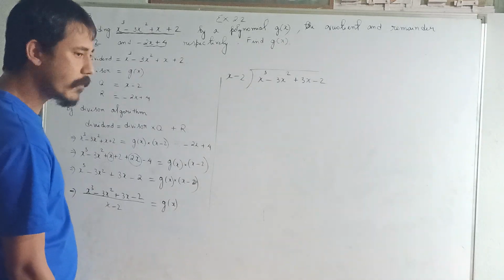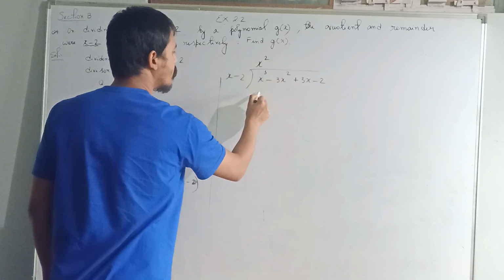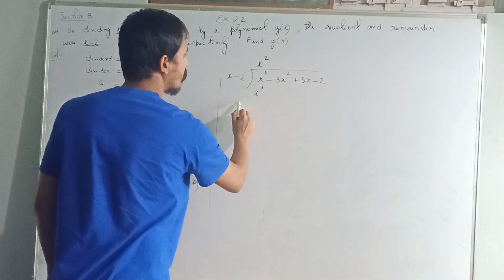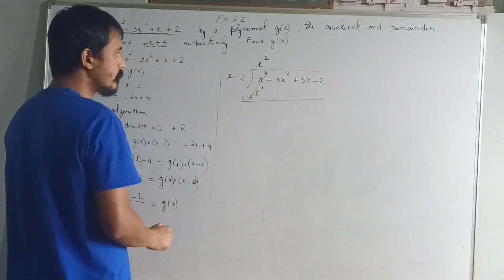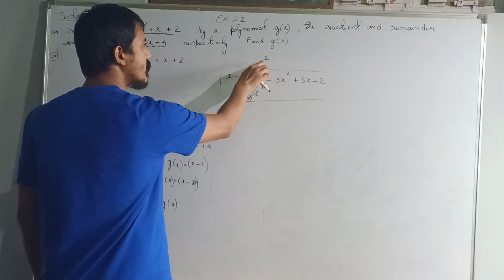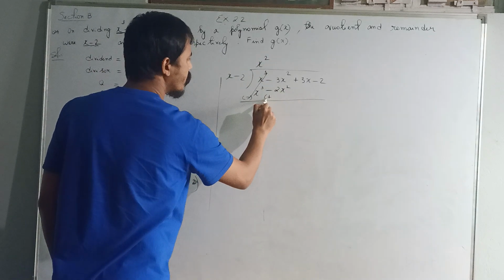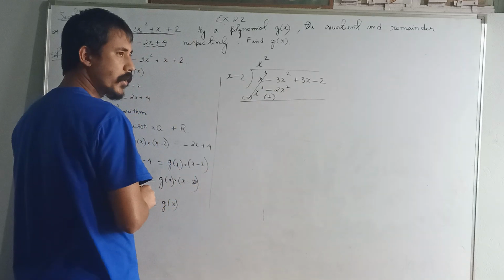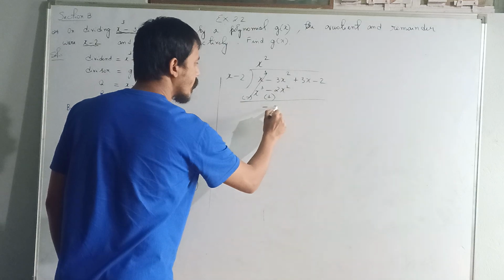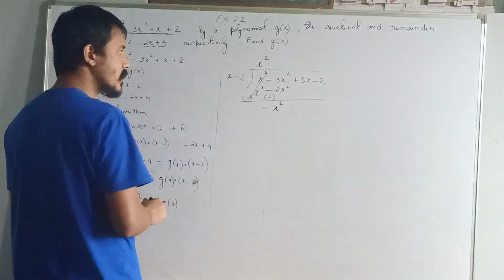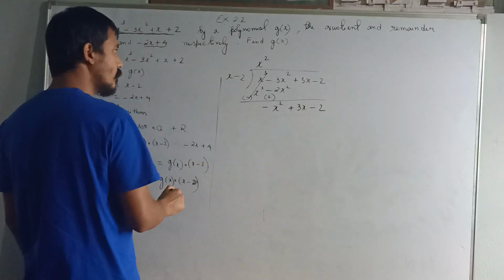So let's perform the division. The only rule is that you make the first term equal. x into x squared gives you x cubed. As it is positive, you make it negative, you cancel it out. Minus 2 times x squared is minus 2x squared. We change the sign for the lower term. Minus 3 plus 2 gives you minus 1x squared, or simply minus x squared plus 3x minus 2.